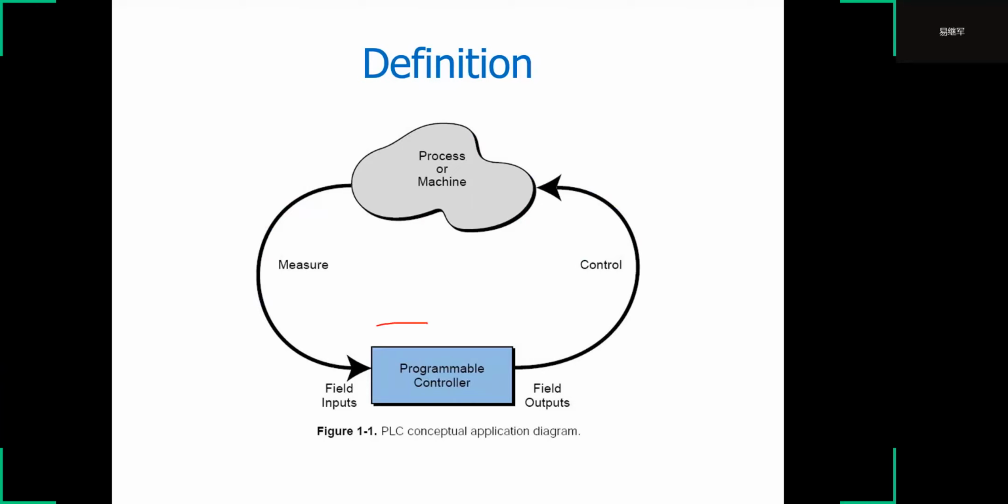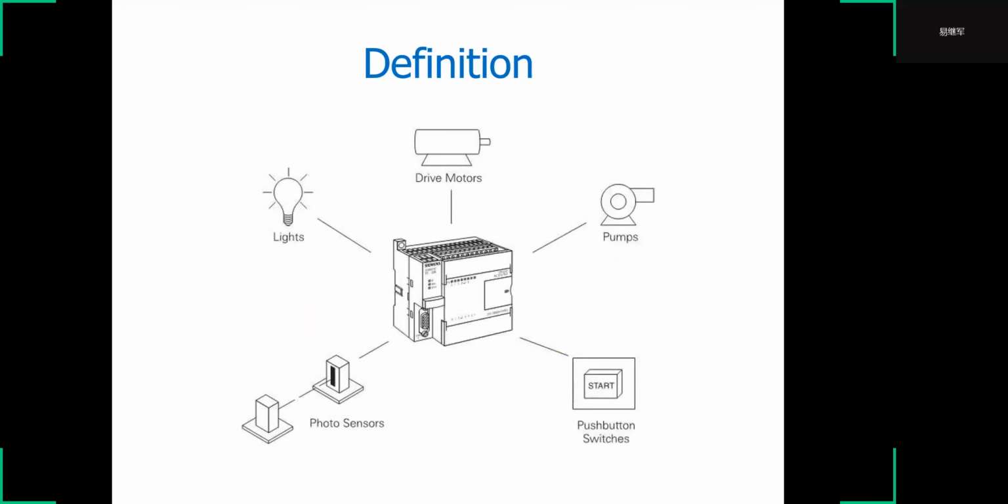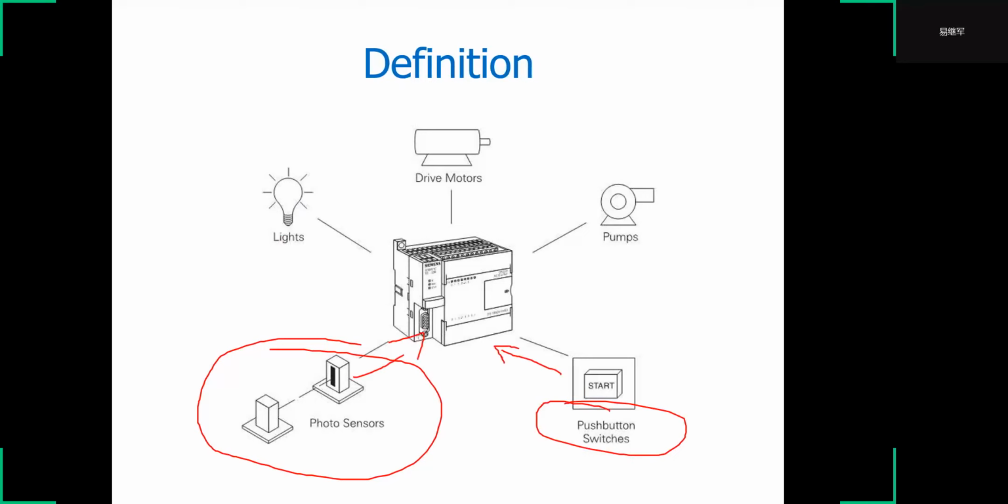The position of the PLC in the control system is just like the computer and the microcontroller. The PLC gives control to the process or the target machine, and the status is fed back to the programmable controller. These are the applications for the PLC. Sensors give the field states to the PLC, and buttons give control signals to the PLC, and the PLC outputs the signal to pumps, motors and so on.